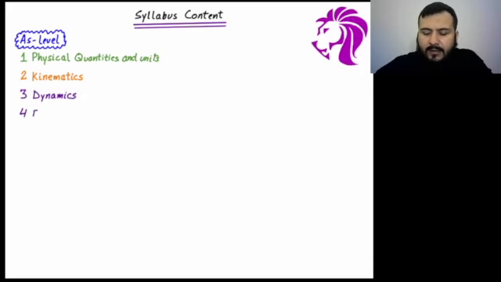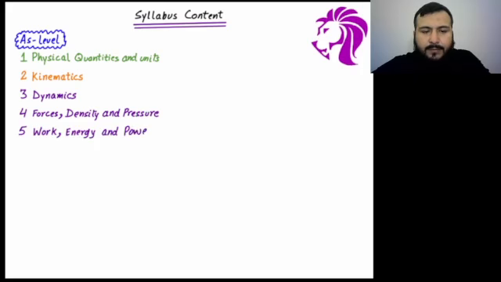Now the third topic is dynamics. Then the fourth topic is forces, density and pressure. The fifth topic is work, energy and power. And the sixth topic is deformation of solids. So if you see these four chapters, they are listed in one color. They are much similar. Each chapter is interlinked with the previous chapter, and the concepts are reused again and again. So this chunk of the syllabus is much similar.